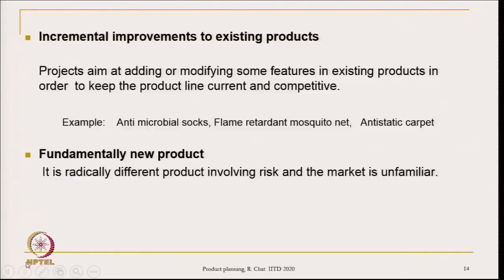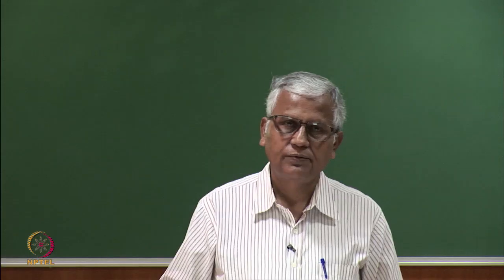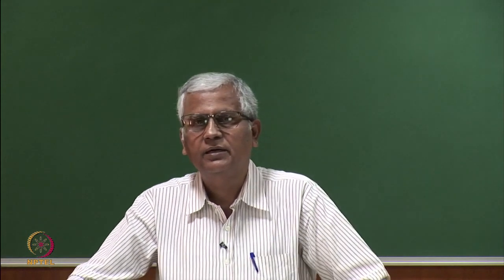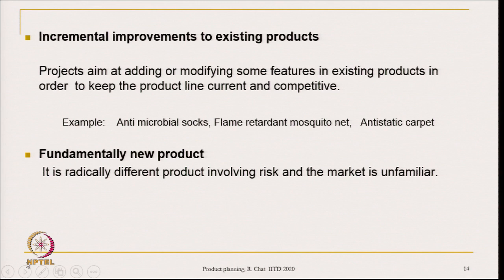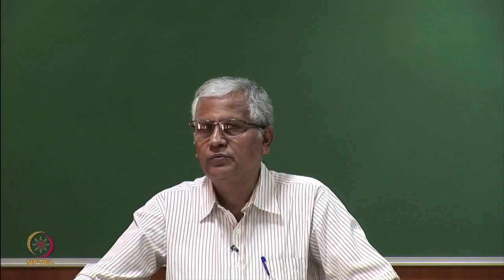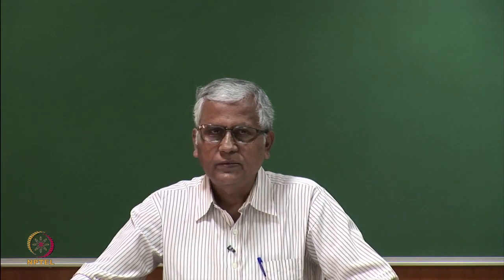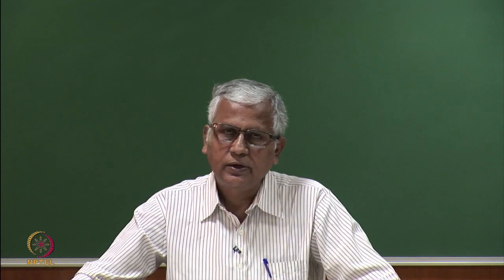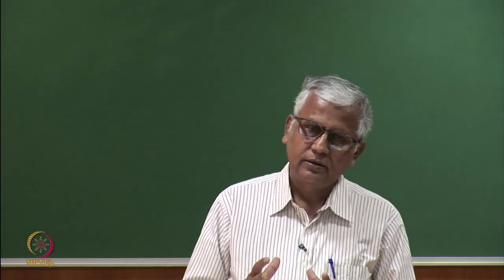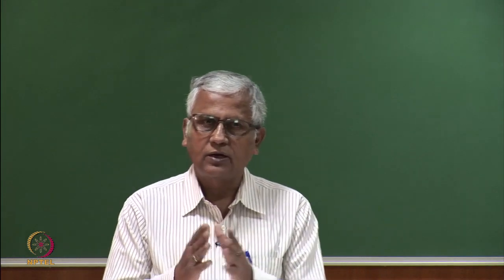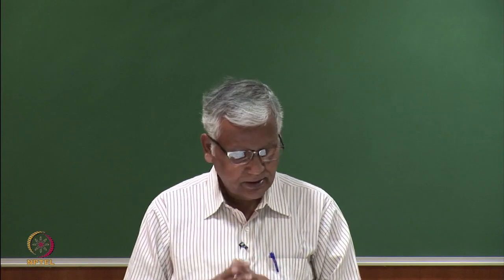In textiles, such examples are not many, or very few, which are fundamentally new products that never existed before, like the development of an artificial artery made from textiles. This could be a fundamentally new product. So, we can say the entire product development can be categorized into these 4 different categories.